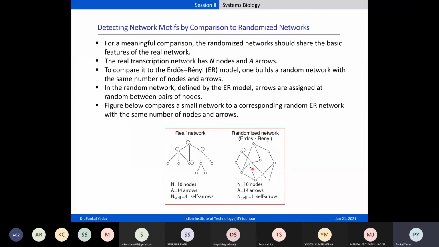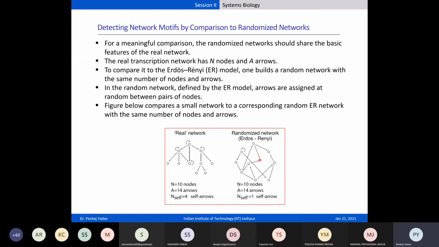And then what we will do is we will create the distribution. We can check, for example, how the degree distribution looks for these random networks, or we can calculate different measures from this ensemble of random networks, and then perform some statistical test to compare our real network to the random network distribution. So this is how we can use the random networks approach to identify motifs.